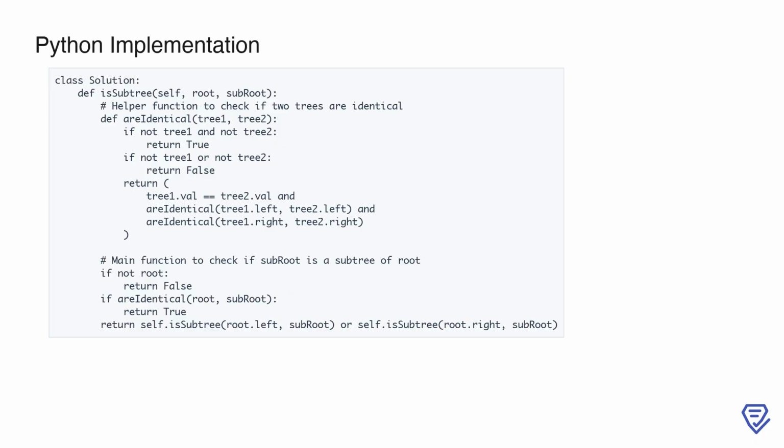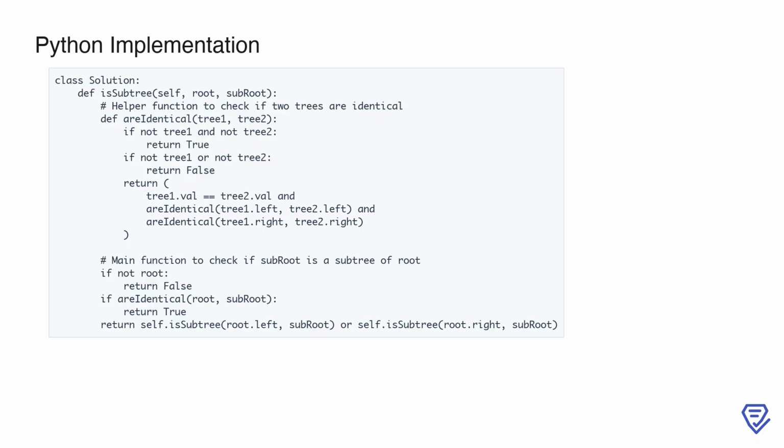First, we define a helper function r_identical(tree1, tree2) to determine if two trees are structurally and value-wise identical. This function checks: 1. If both trees are none, they are identical. 2. If one tree is none and the other is not, they are not identical. 3. If both trees are not none, it recursively checks if their root values are equal and if their left and right subtrees are identical.